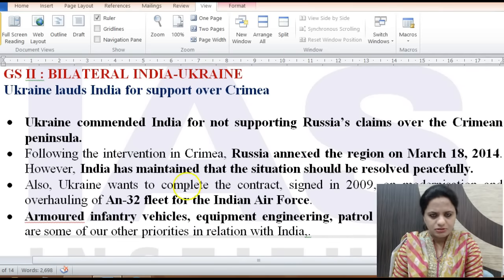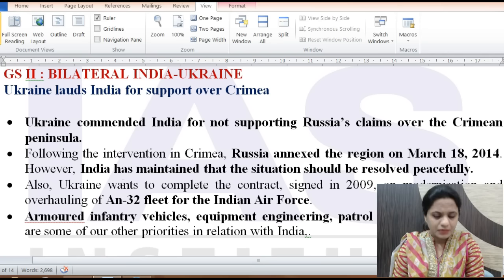The next news item is Ukraine lauds India for support over Crimea. So Crimea we just saw yesterday or day before yesterday. It was in news when we saw Ukraine's first deputy prime minister would also participate in the Republic Day celebrations. So here Ukraine on the sidelines has commended India for not supporting Russia's claim over Crimea. The Crimean Peninsula, which is actually part of Ukraine, had been taken over by Russia. We saw this after a referendum which was held there.